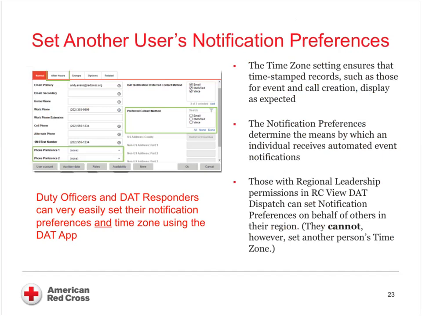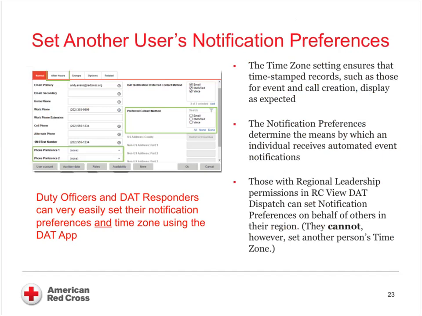And then setting another user's notification preferences. I know we saw a lot of regions doing this for their duty officers when we first went live. Two critical things to set up for any new user. One is the time zone, so making sure that they're in the same time zone as the schedules that they're going to be working, and that also ensures that the timestamp records around events and call creation are displaying the way we want them to.